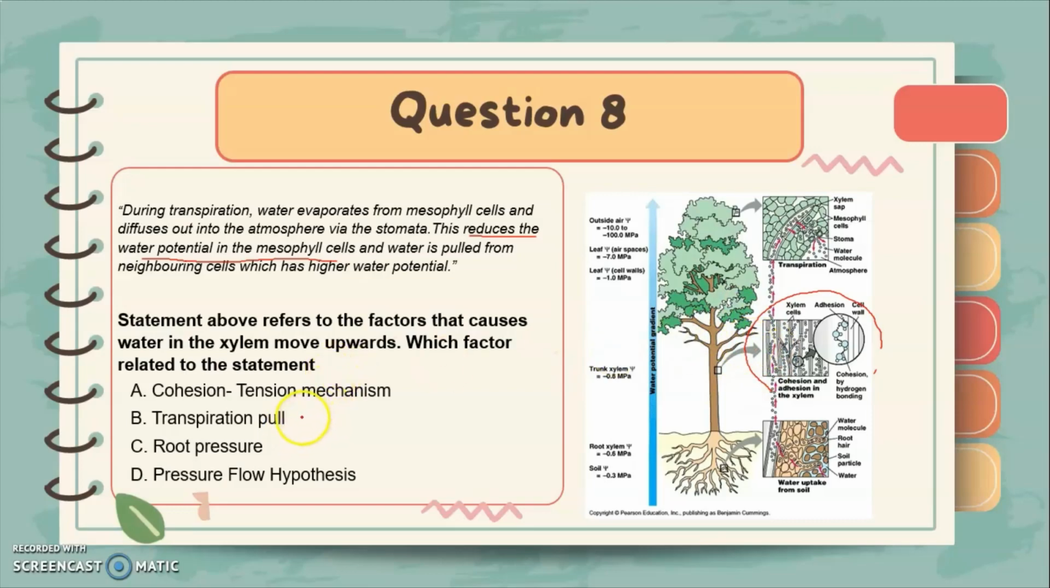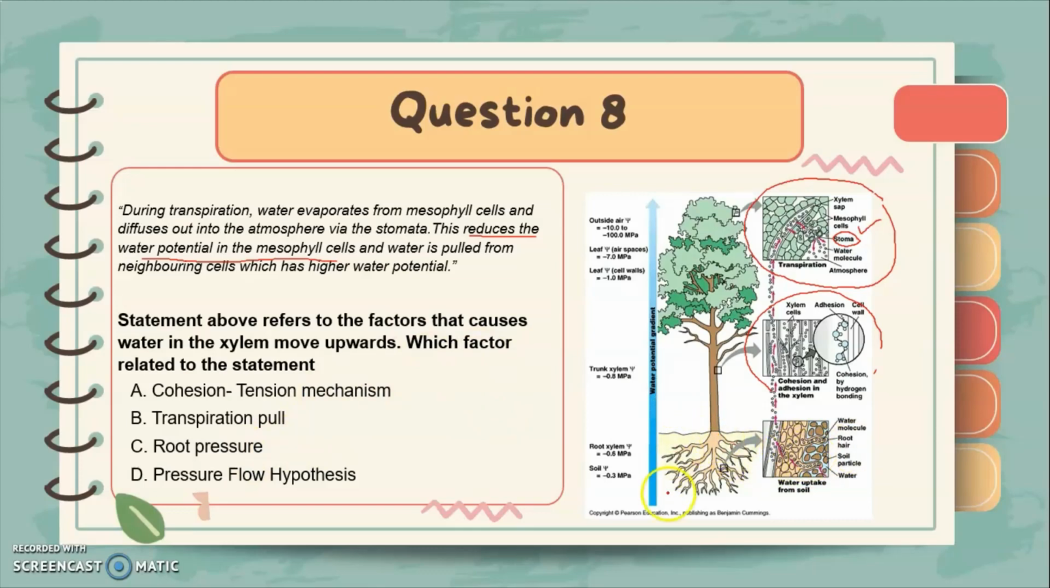Kemudian untuk transpiration pull. Transpiration pull yang melibatkan gambar yang paling atas ni. So kita tengok di sini ada mesophyll cell, and then kita nampak the water evaporate from mesophyll cell and diffuse out. So kalau you nampak ni, dia ada arrow keluar menunjukkan air itu keluar ya, evaporate and diffuse out into the atmosphere via stoma. Tapi kita tengok dulu untuk root pressure.